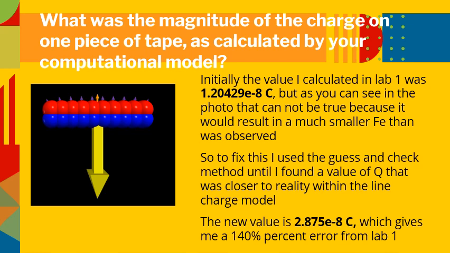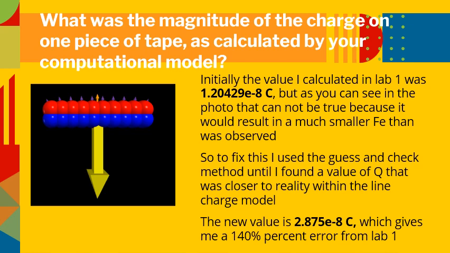And then here is how I calculated all the individual fields that were added together. And so, what was the magnitude of the charge on one piece of tape as calculated by your computational model? Initially, the value I calculated in Lab 1 was 1.2 times 10 to the negative 8th coulombs. But as you can see in the photo, that cannot be true because it would result in a much smaller force of electricity than was observed.